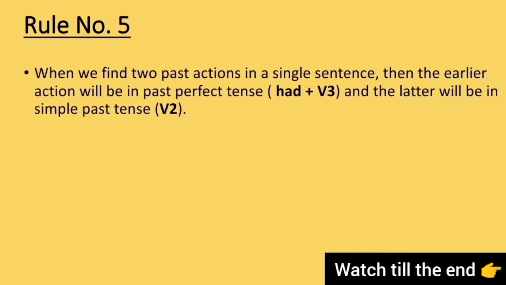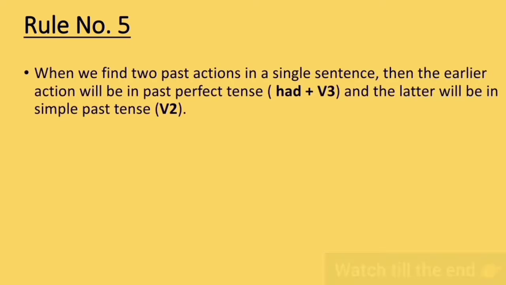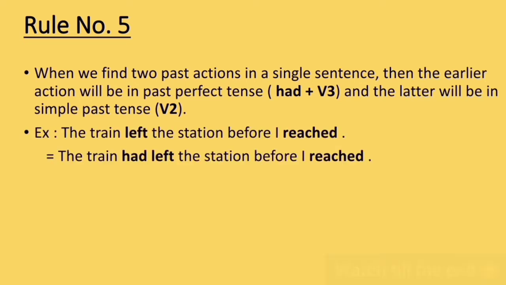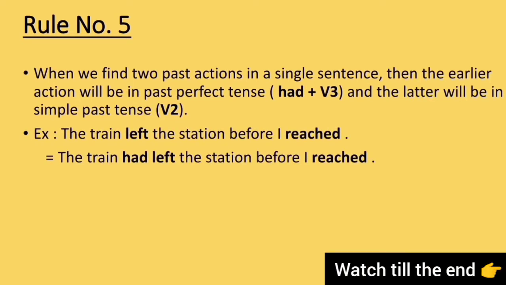Next, rule number 5. When we find two past actions in a single sentence, then the earlier action will be in past perfect tense, the sign "had" plus V3, and the latter will be simple past, that is V2. Look at the example. The train left the station before I reached.